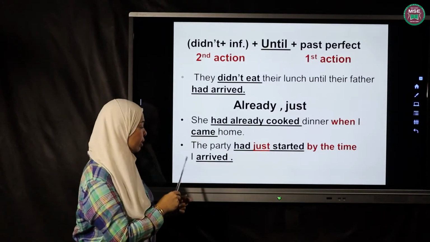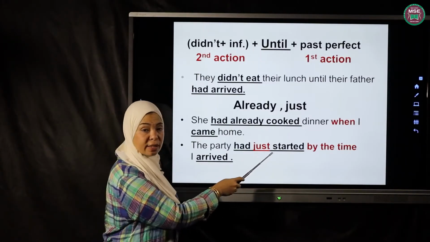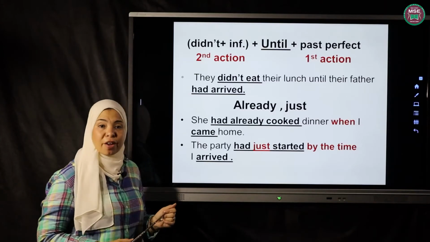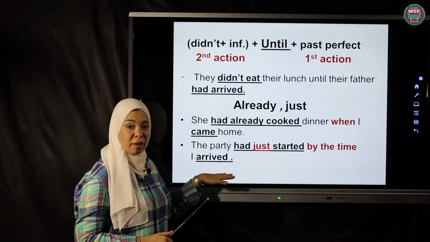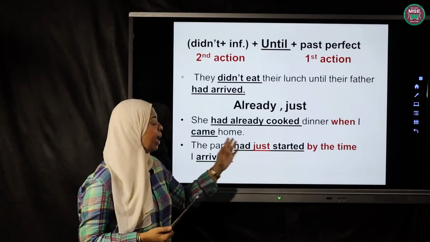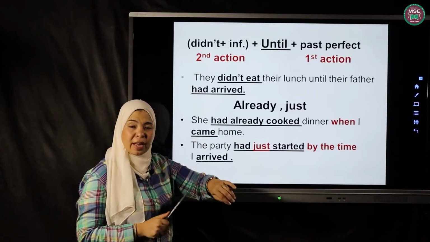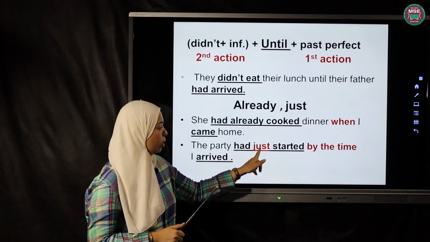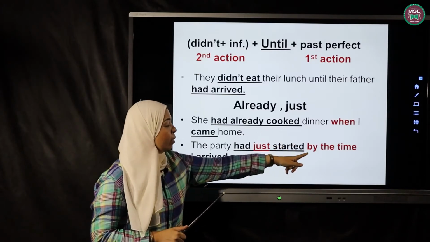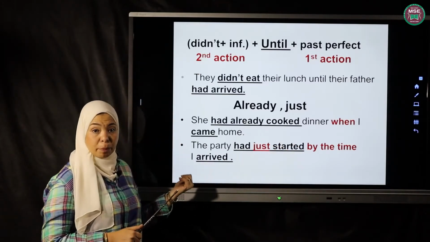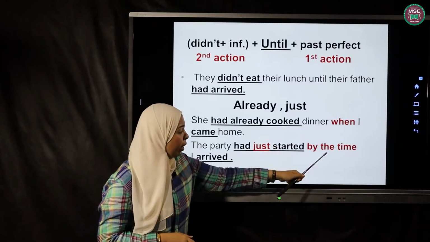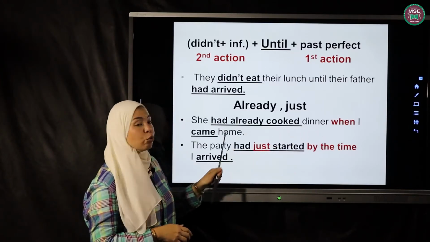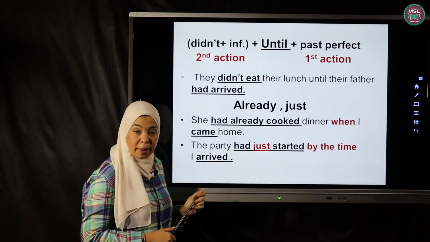The second point, or the second example, the party had just started by the time I arrived. By the time I arrived, when I arrived, I found that the party had just started. Had just started, okay? Just, already, had plus just plus the PP, by plus past. So when and by, and then you are allowed to use already or just, okay?